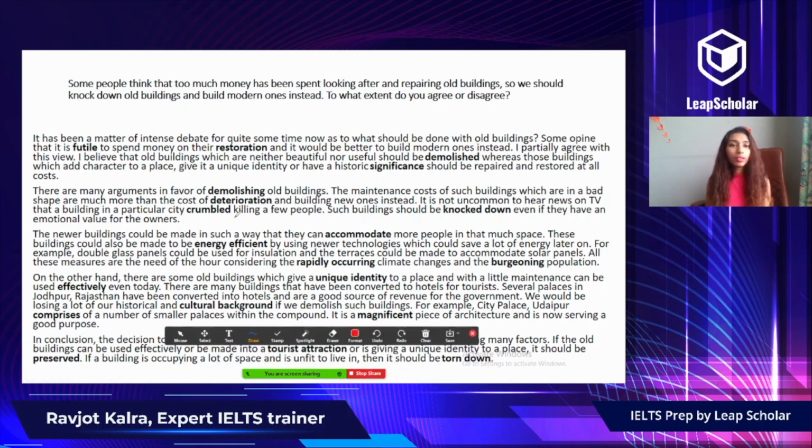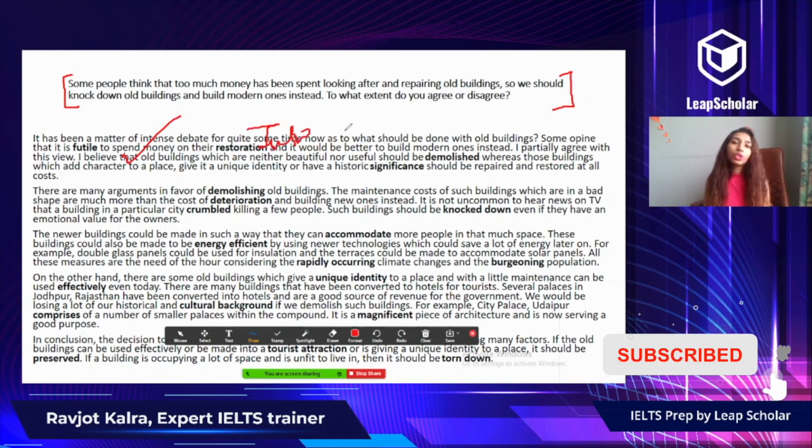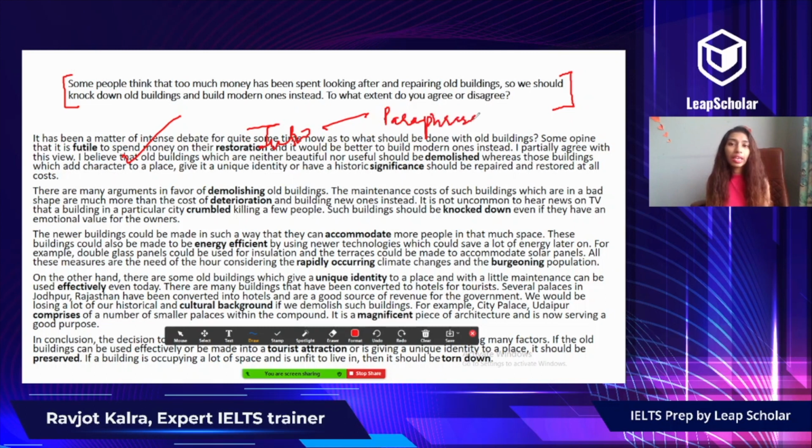Let's revise what we have done so far. So this is the question we did about old buildings, whether they should be repaired or should be demolished. So this is the introduction part wherein you wrote about the paraphrasing. We paraphrased the statement and we wrote about our opinion. This is the second body paragraph. So this second body paragraph talks about agreement. This is the first reason. This is the second reason of agreement.